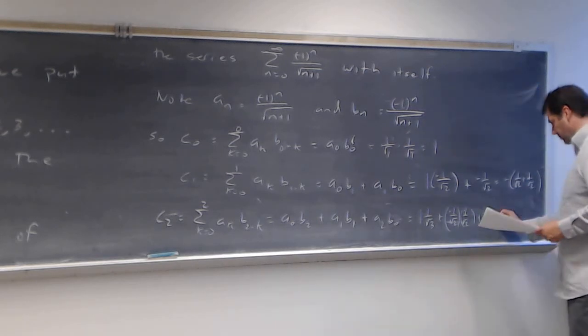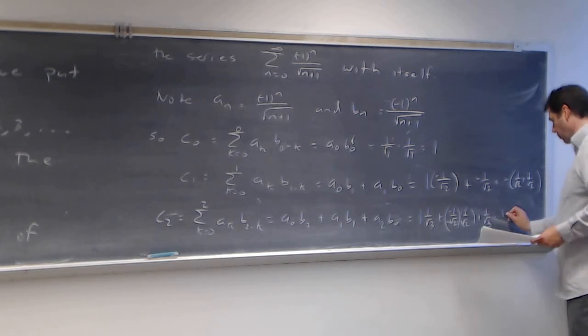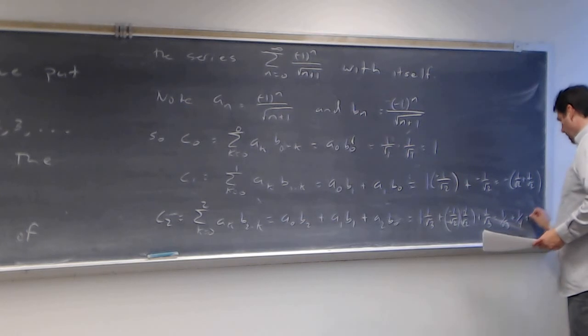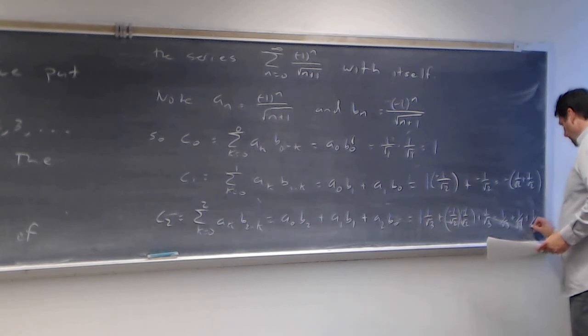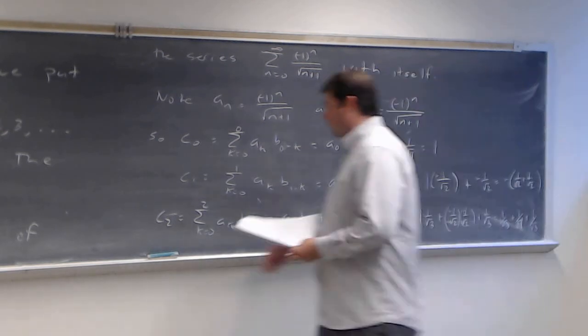And so we're going to end up getting 1 over the square root of 3 plus 1 over the square root of 4, right? Plus 1 over the square root of 3 again. That's what I'll leave it. Let's look at one more term.